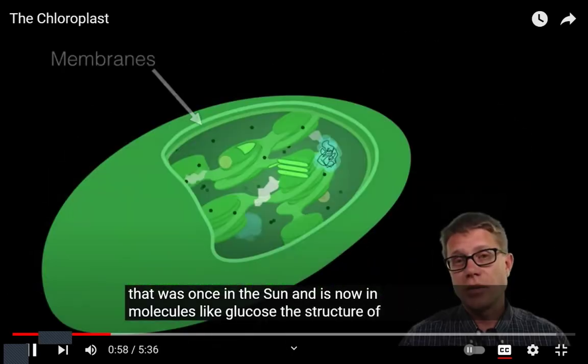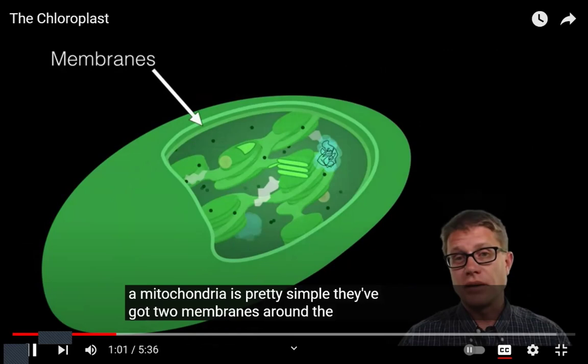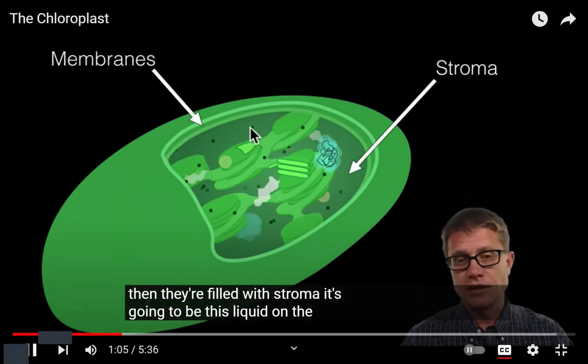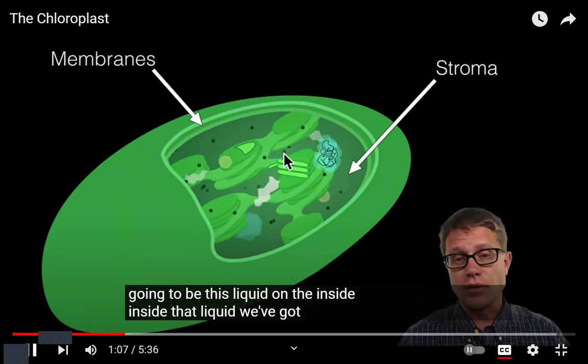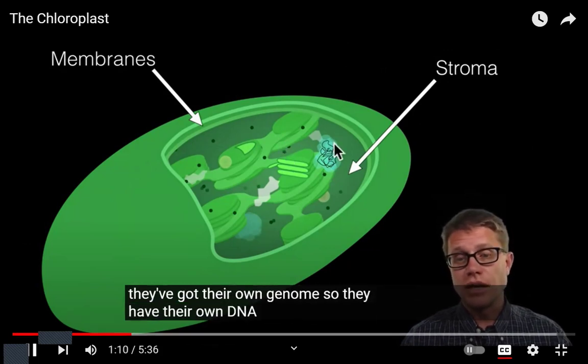The structure of a chloroplast is pretty simple. You have membranes. Take note of that. They've got two membranes around the outside, and then they're filled with stroma. Okay, that's the inside. It's going to be this liquid on the inside. Inside that liquid, we've got ribosomes. They've got their own genome, so they have their own DNA.